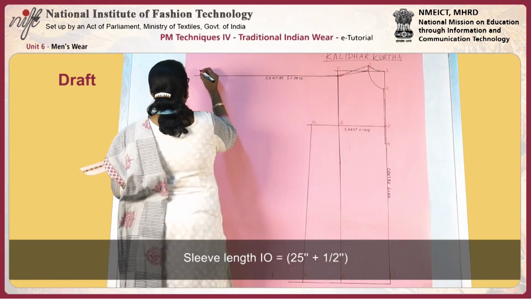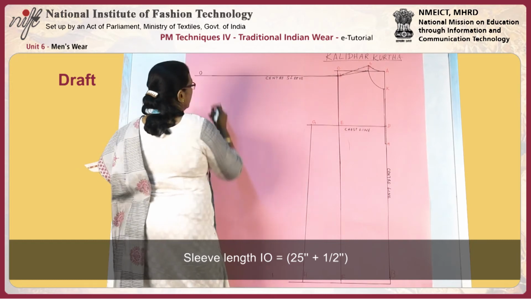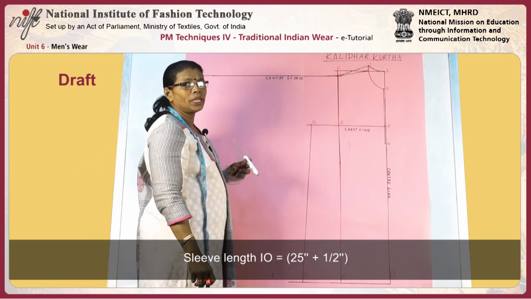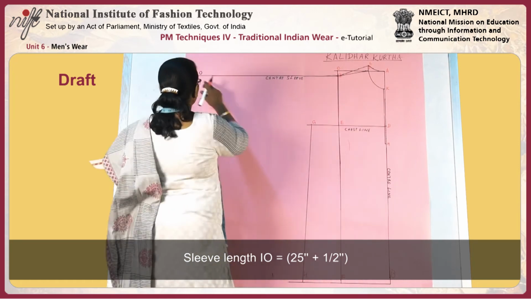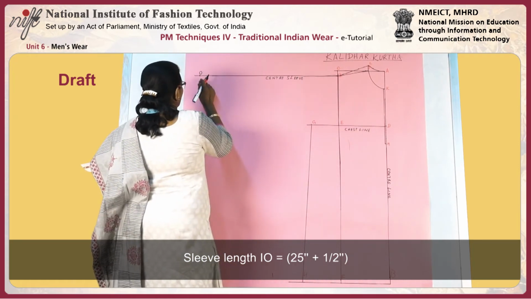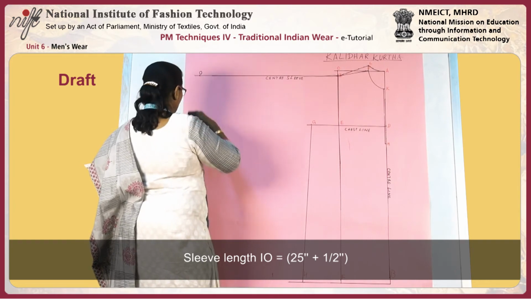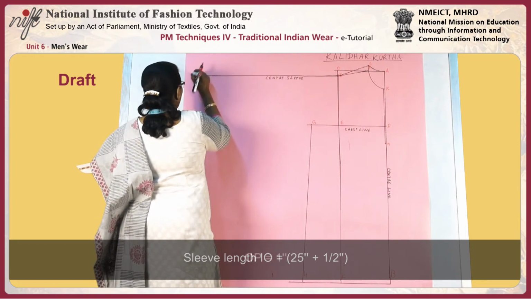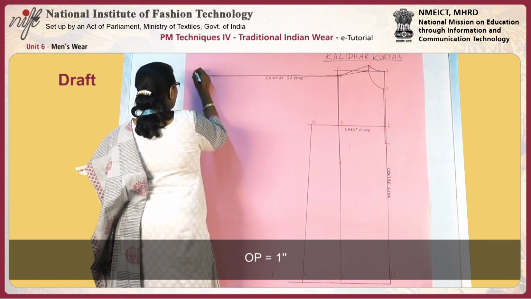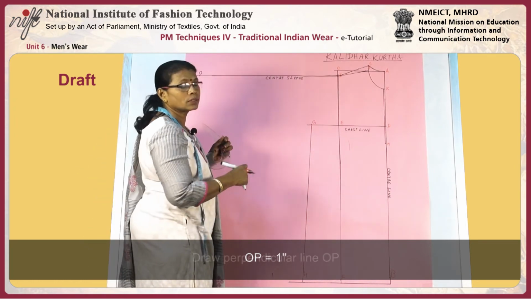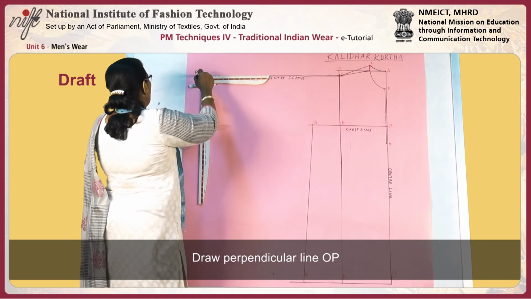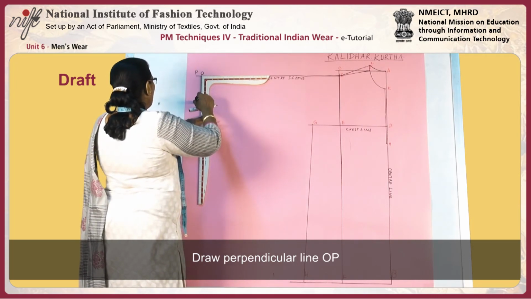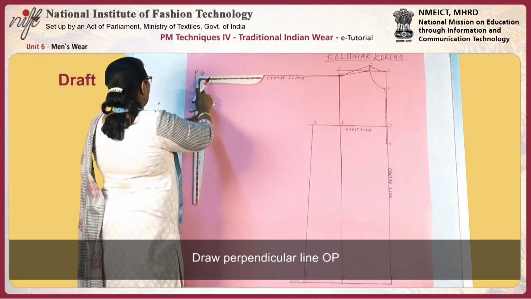IO is sleeve length plus half an inch. Sleeve length is 25 inches plus half an inch. 25.5, mark O, and OP is equal to 1 inch. Draw perpendicular line from O and from P.